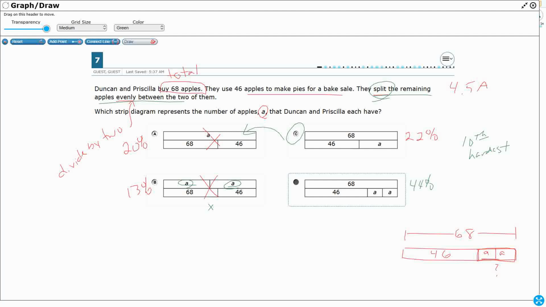This is where students need lots of practice, taking a story problem like this and line by line, creating a representation, a strip diagram, to show what they know. So let's look at our next one.